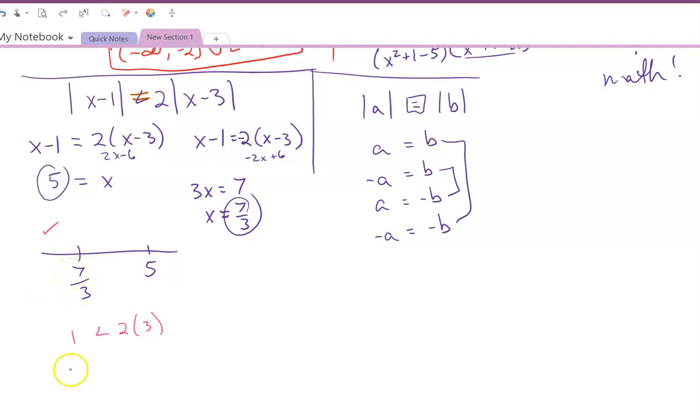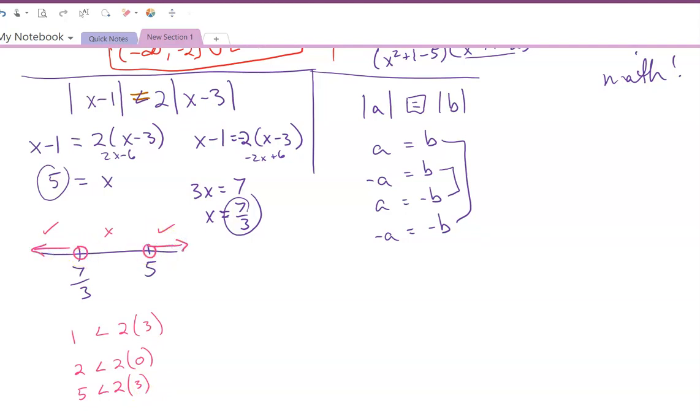In between 7/3 and 5, remember this is a little bit bigger than 2, so let's just try 3. Absolute value of 3 minus 1 is 2. I'm plugging into the original statement. Less than 2 times absolute value of 3 minus 3, so 3 minus 3 is 0. Is 2 less than 0? No, it is not. And then to the right of 5, so let's try 6. Absolute value of 6 minus 1 would be absolute value of 5, less than 2 times, and then 6 minus 3 is 3. Is 5 less than 6? Yes, it is. Okay, so our solution is this.